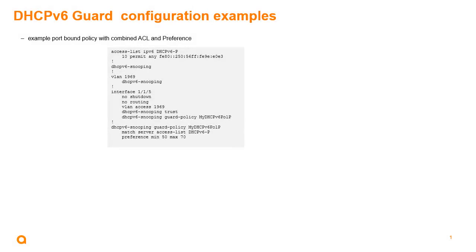In this example, we have a port-bound policy which is multi-dimensional with ACLs and preference. Here we take the previous configuration. We have multiple rules in the policy. Please note, all rules must pass to forward the packet.